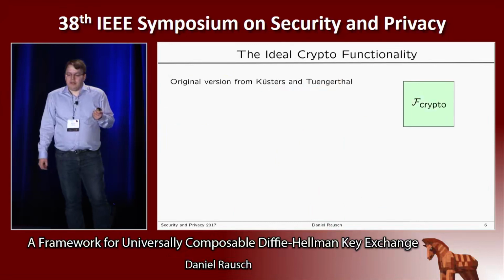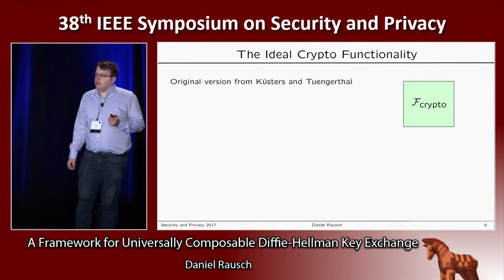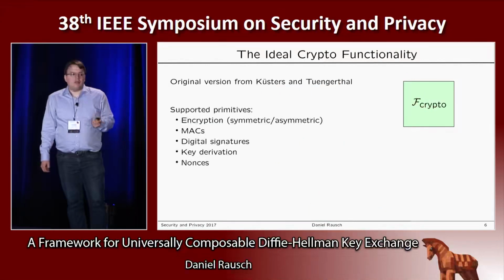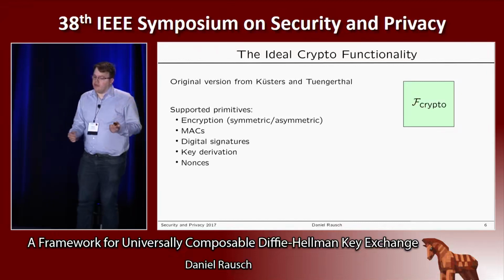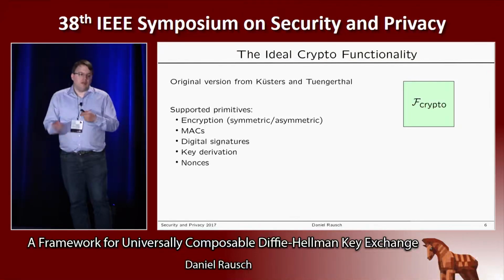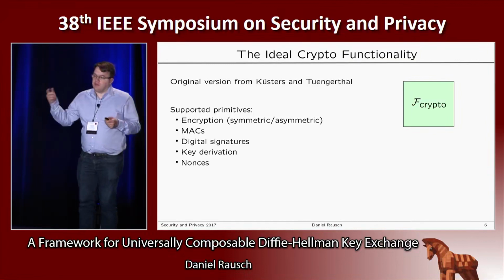So originally, the ideal crypto functionality was proposed by Küsters and Tüngerthal, and it already supported several cryptographic primitives, including encryption schemes, signatures, MACs, key derivation, and nonces. All of them could also be used with each other. So for example, I could encrypt a MAC key, send it to someone else, so that that one could verify a MAC, for example.